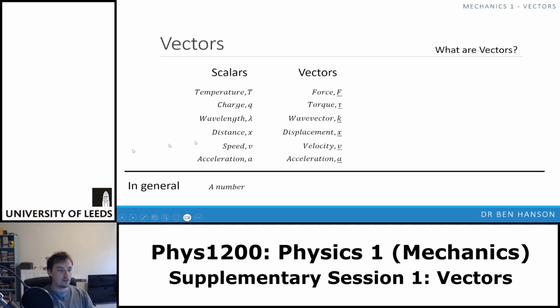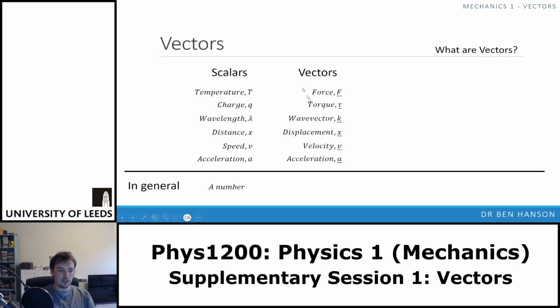Here we go. Force, you might have heard of. Force is a vector. It has a direction. I can apply a force to something in a certain direction. I can apply it in another direction. Same strength of force, different direction, so it's a vector.